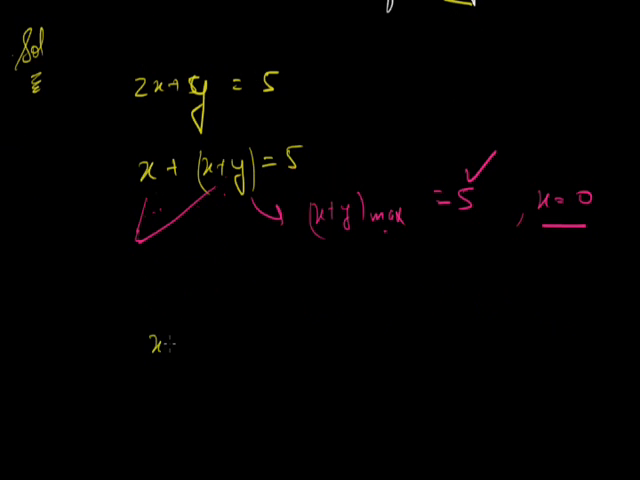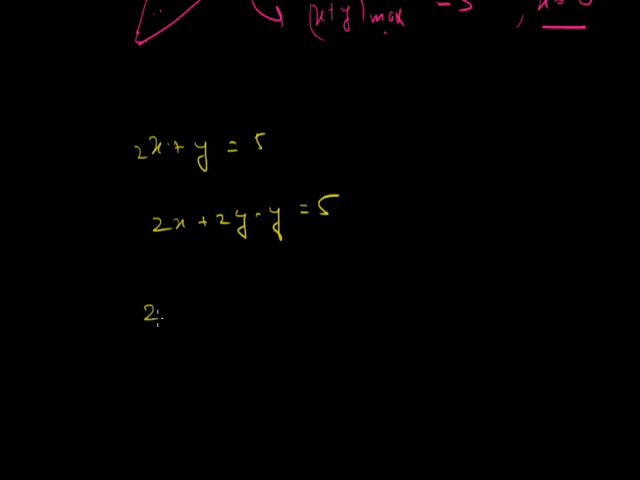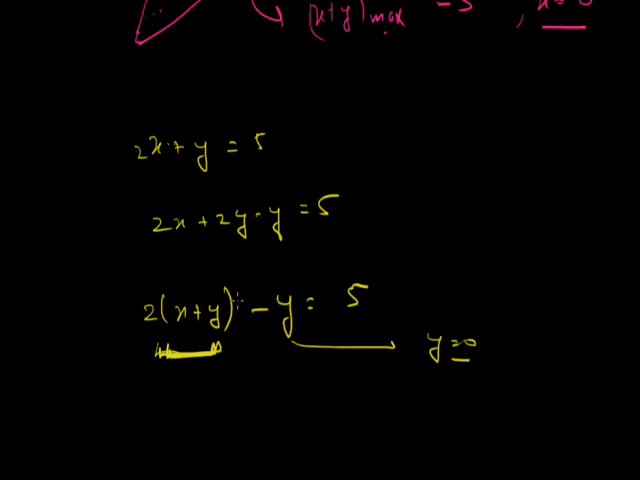Now for the minimum value, 2x plus y is 5. It means I can say 2x plus 2y minus y, which is twice of x plus y minus y, is 5. Now the minimum value of x plus y is when y is 0, right? Therefore the minimum value here: twice of x plus y equal to 5, and x plus y equal to 5 by 2. This is the minimum value.